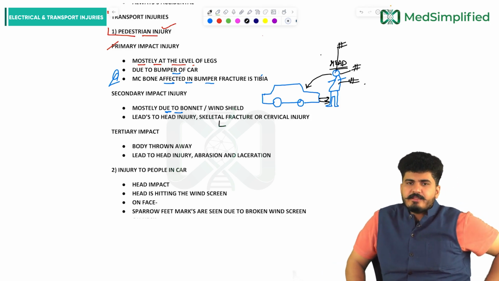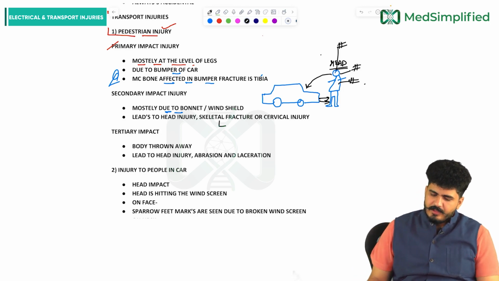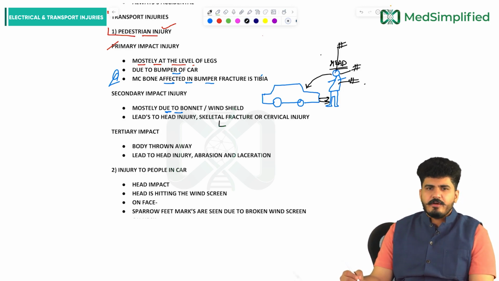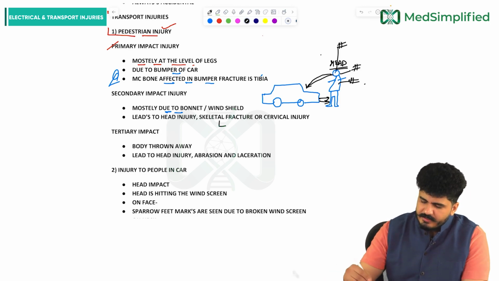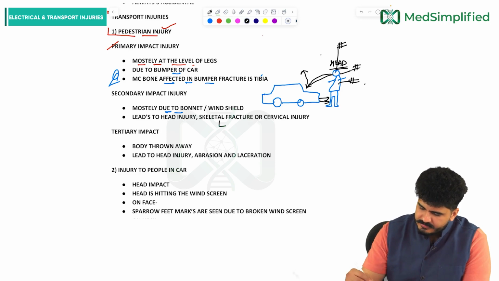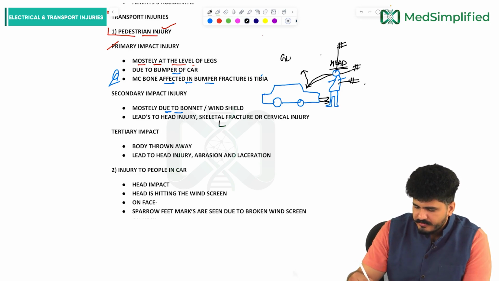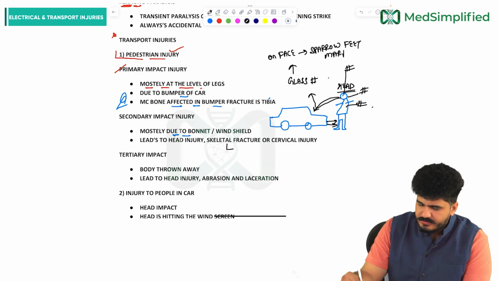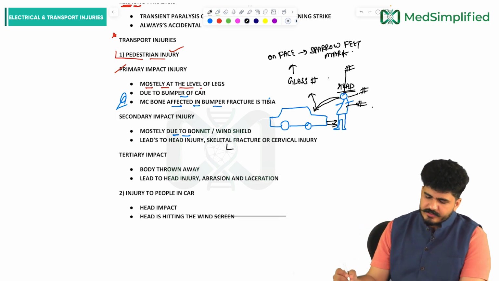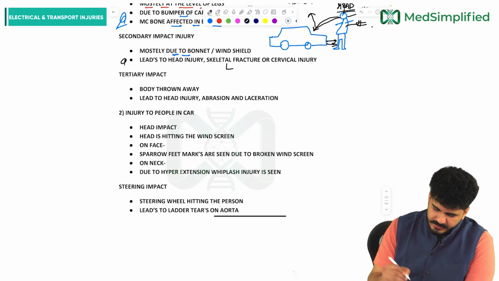So secondary impact injury is when the person is falling onto the bonnet or the windshield. If the head strikes the windshield, there will be damage to the glass, and because of the glass damage, on the face you can see the sparrow feet marks. Now there will be a tertiary impact.